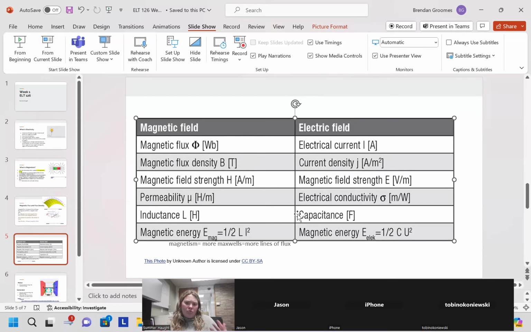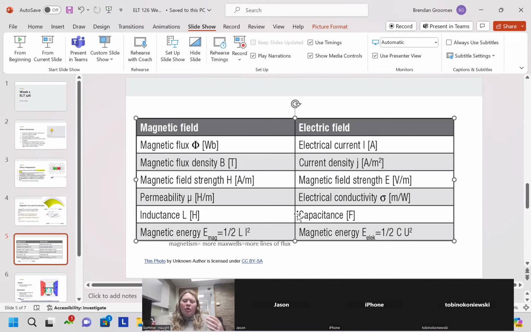So in an electric field, we know that we have the electrical current, right, which is the flow of those electrons, like that force of the electrons moving through a wire. So that is similar in a sense to the magnetic flux. Flux density, on the other hand, which again is how dense that magnetic field is, is similar to current density, which is something that is produced when you have an electric field. Magnetic field strength, so the strength of a magnetic field, is the same thing in an electric field. So obviously electric fields and magnetic fields have certain amounts of strength.